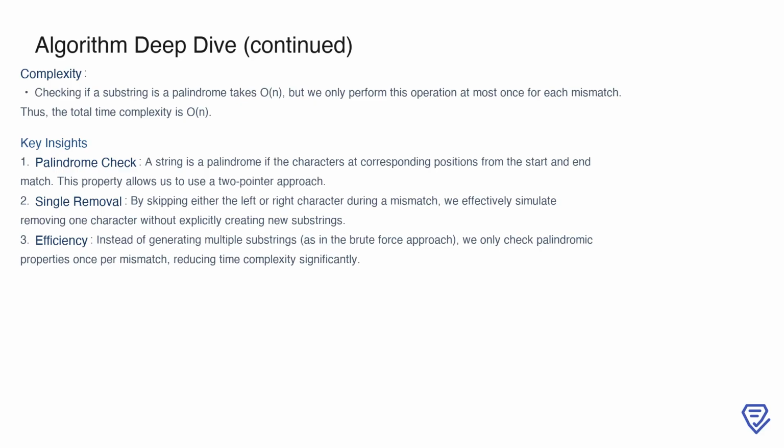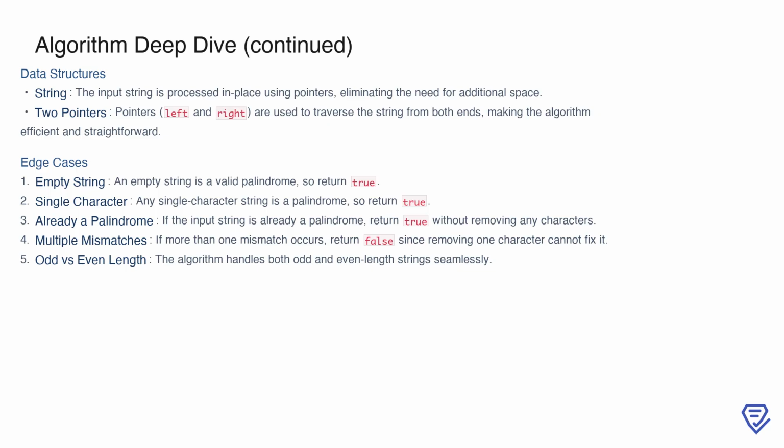Instead of explicitly removing a character, we simulate this by skipping either the left or right character when encountering a mismatch. This eliminates the overhead of creating new substrings and reduces the overall complexity. In essence, this approach combines simplicity and efficiency, leveraging the inherent properties of palindromes to achieve significant optimization over brute force methods. The algorithm primarily relies on the input string and two pointers, making it highly space efficient.